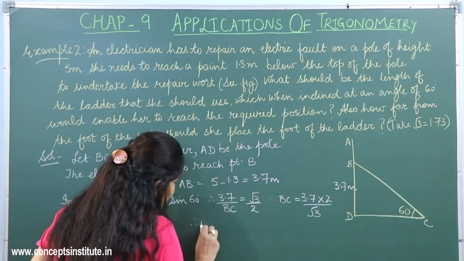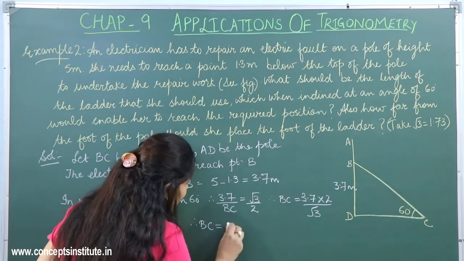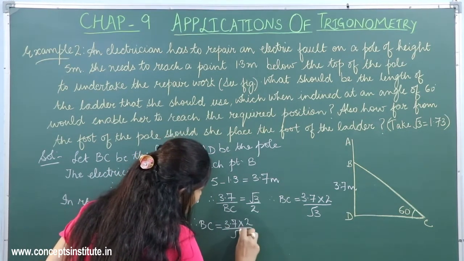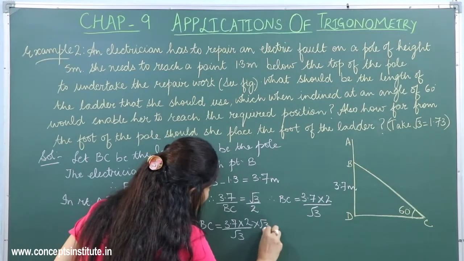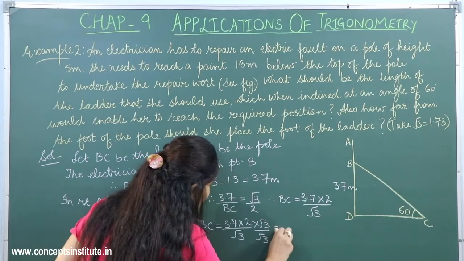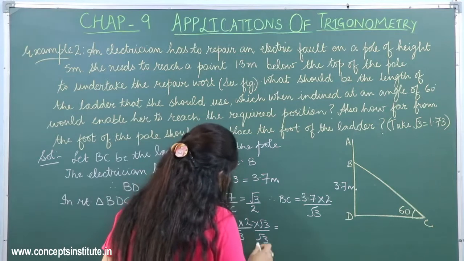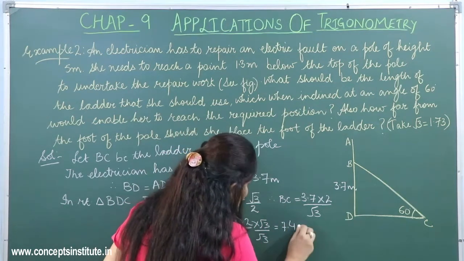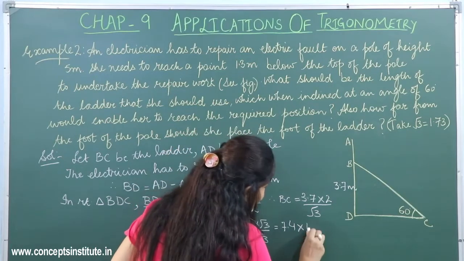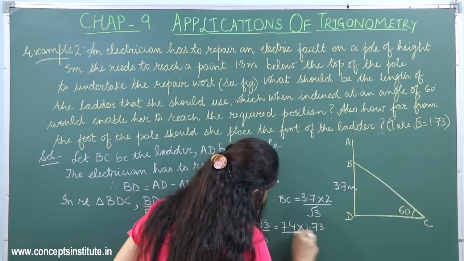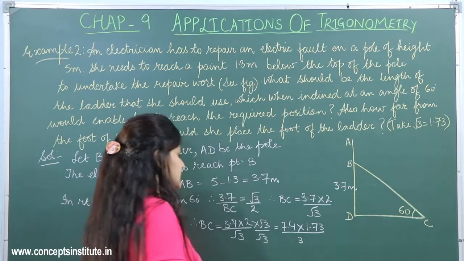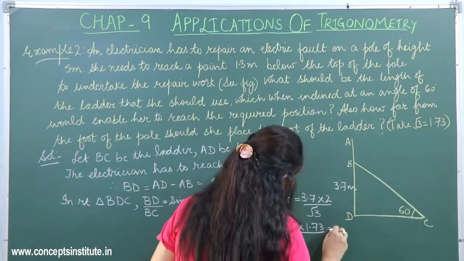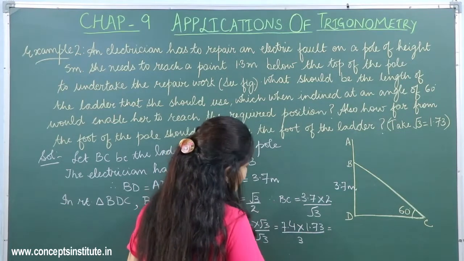So what would be BC? BC would be 3.7 into 2 upon root 3 into root 3 upon root 3. So what would I get? 3.7 into 2 is going to give me 7.4. So 7.4, the value of root 3 is 1.73 upon 3. So I am going to get this, right students? Now I have to solve this. So let's just calculate and see what do we get.